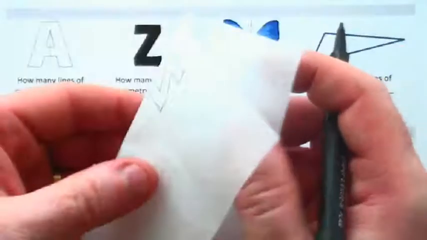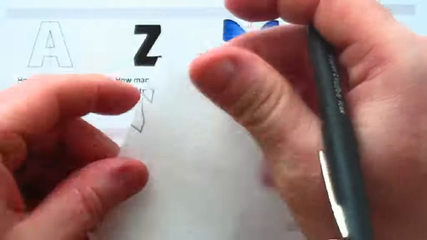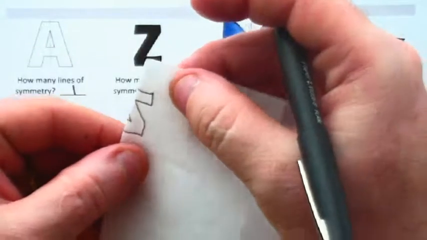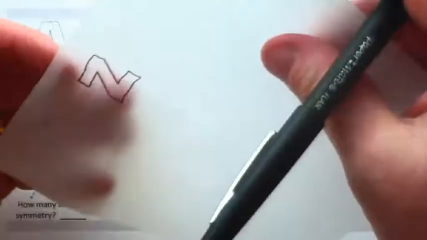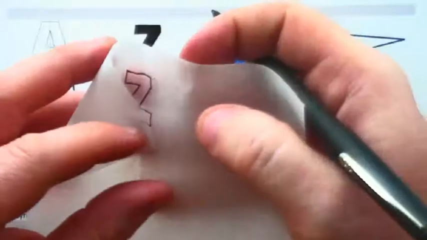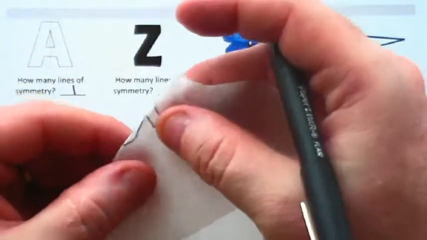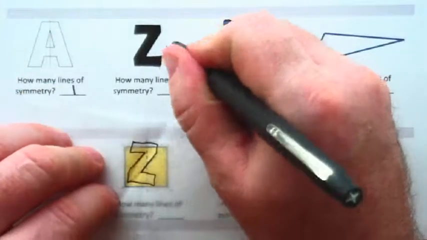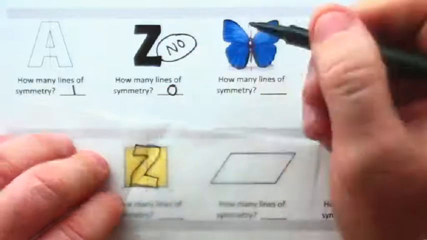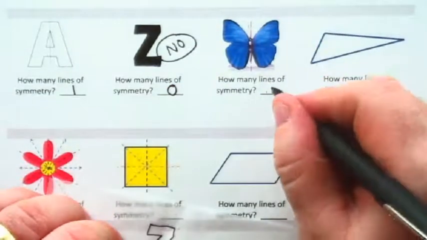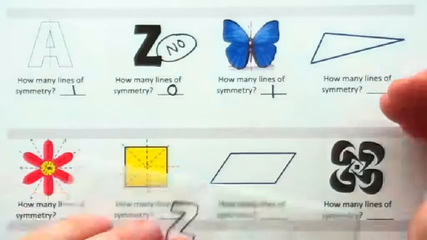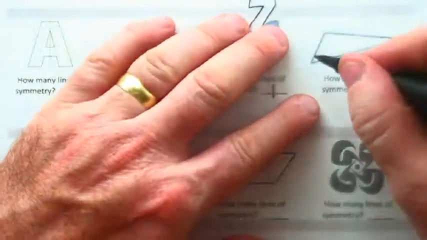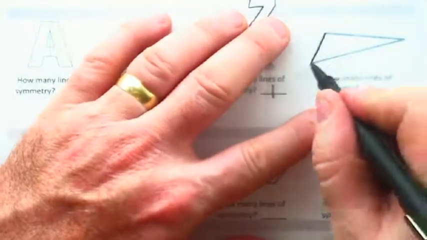Now the way you would do that is to fold the paper. And in any way that I try, it's impossible for me to fold this so that I place it onto itself. I'm going to try and fold it, but I couldn't. There's no lines of symmetry there. Our butterfly, if it's done perfectly, would be one. This triangle sure doesn't look like it's doable, but let's try it out.